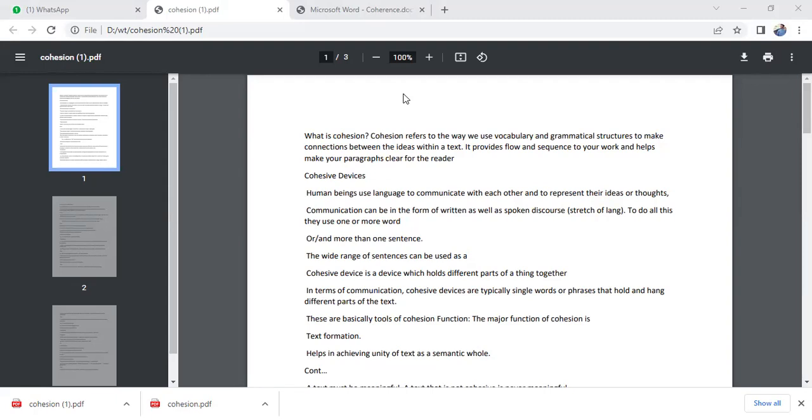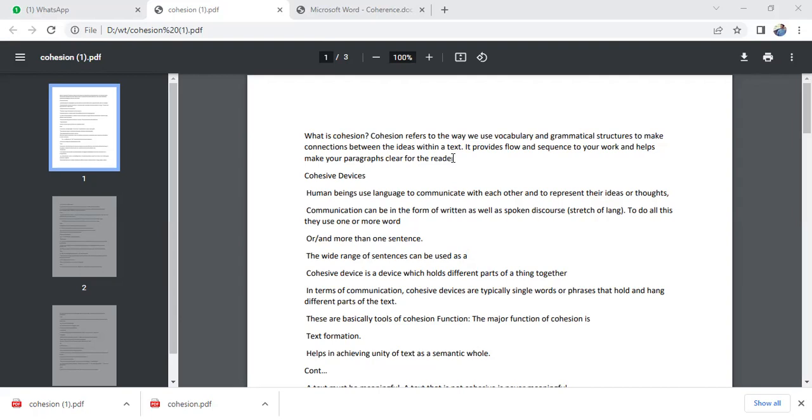So what is cohesion? Cohesion refers to the way we use vocabulary and grammatical structure to make connections between the ideas within a text. Remember, when there is cohesion, there will be connectivity and unity in the writing. When there is unity, there will be clarity in your writing.